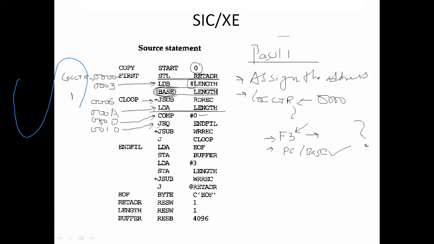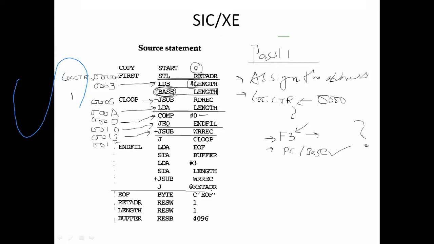Okay. Now once again observe, simple instruction, format 3, right? So obviously plus 3. So 0013 is where this one is present. Okay. Now I observe that there is a plus. So plus means obviously extended format. So 13 plus 4, it is 0017. Okay. So like this, if you keep on going, then you will reach the end.